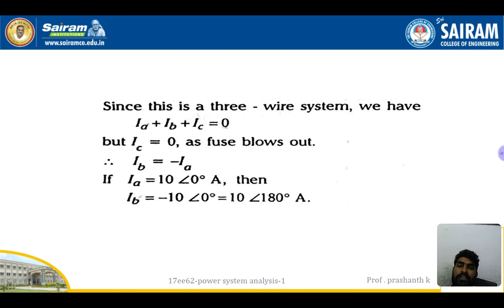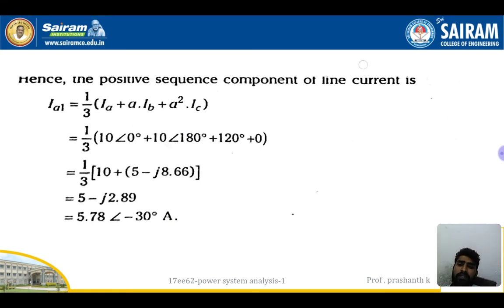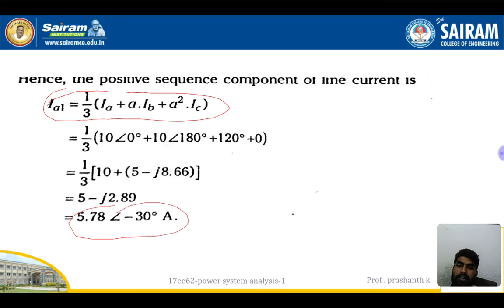Since there is a three-phase three-wire system, IA plus IB plus IC is equal to 0, and IB is equal to minus IA. IC is equal to 0 because the fuse is blown off. So IA is equal to 10 angle 0, IB is equal to minus 10, which you can write as 10 angle 180 degree. Hence the positive sequence component IA1, the formula is 1 by 3 of IA plus a IB plus a square IC, where IA is 10 angle 0, a IB is 10 angle 180 degree plus 120, and IC is 0. Finally we got the value as 5.78 and this angle.